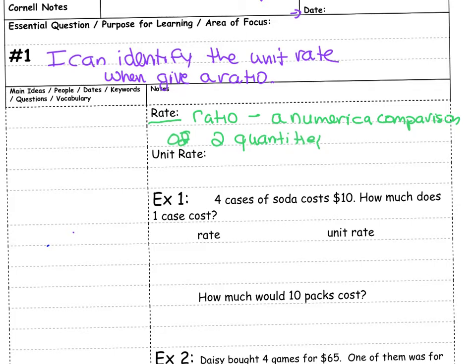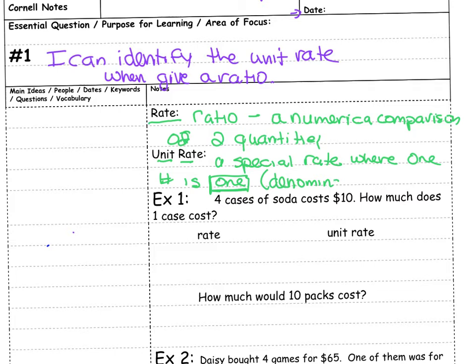A unit rate, however, is a special rate where one number, and it's usually the denominator, is 1. So it'll be something per 1. In this slash, we say per, like miles per hour.